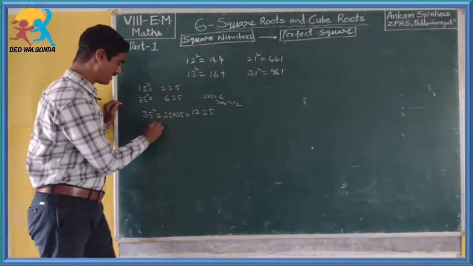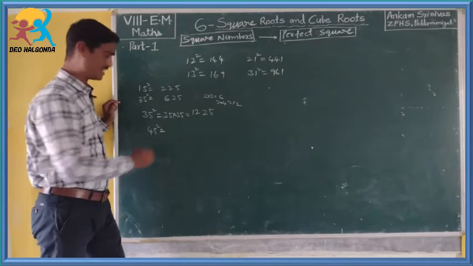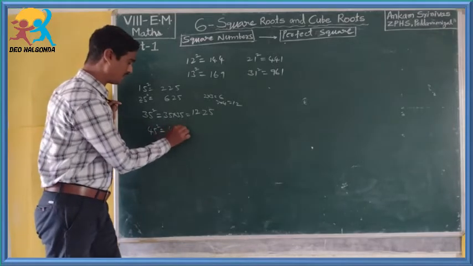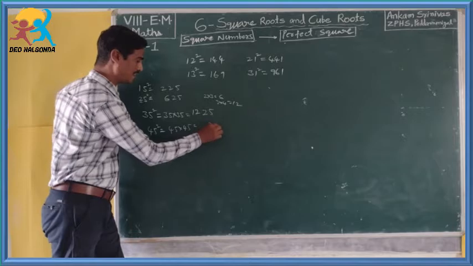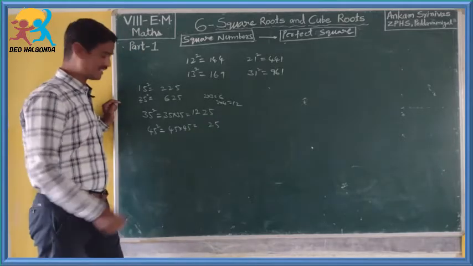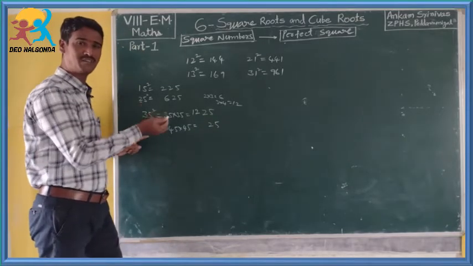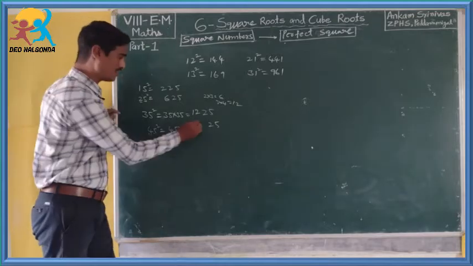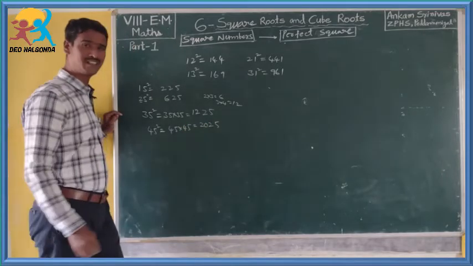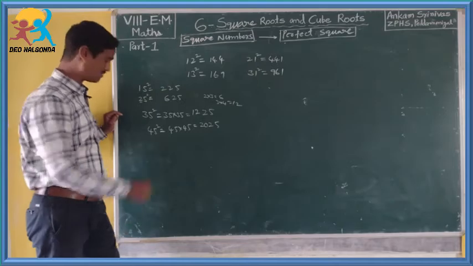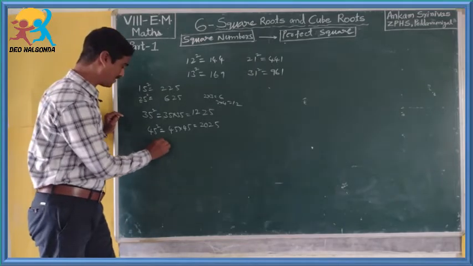Suppose 45 square. 45 square, 45 into 45. First write 25. Then 4. Next number 4 plus 1, 5. 4 5s are 20. So 2025. Very interesting, no? Suppose I take here 55 whole square.